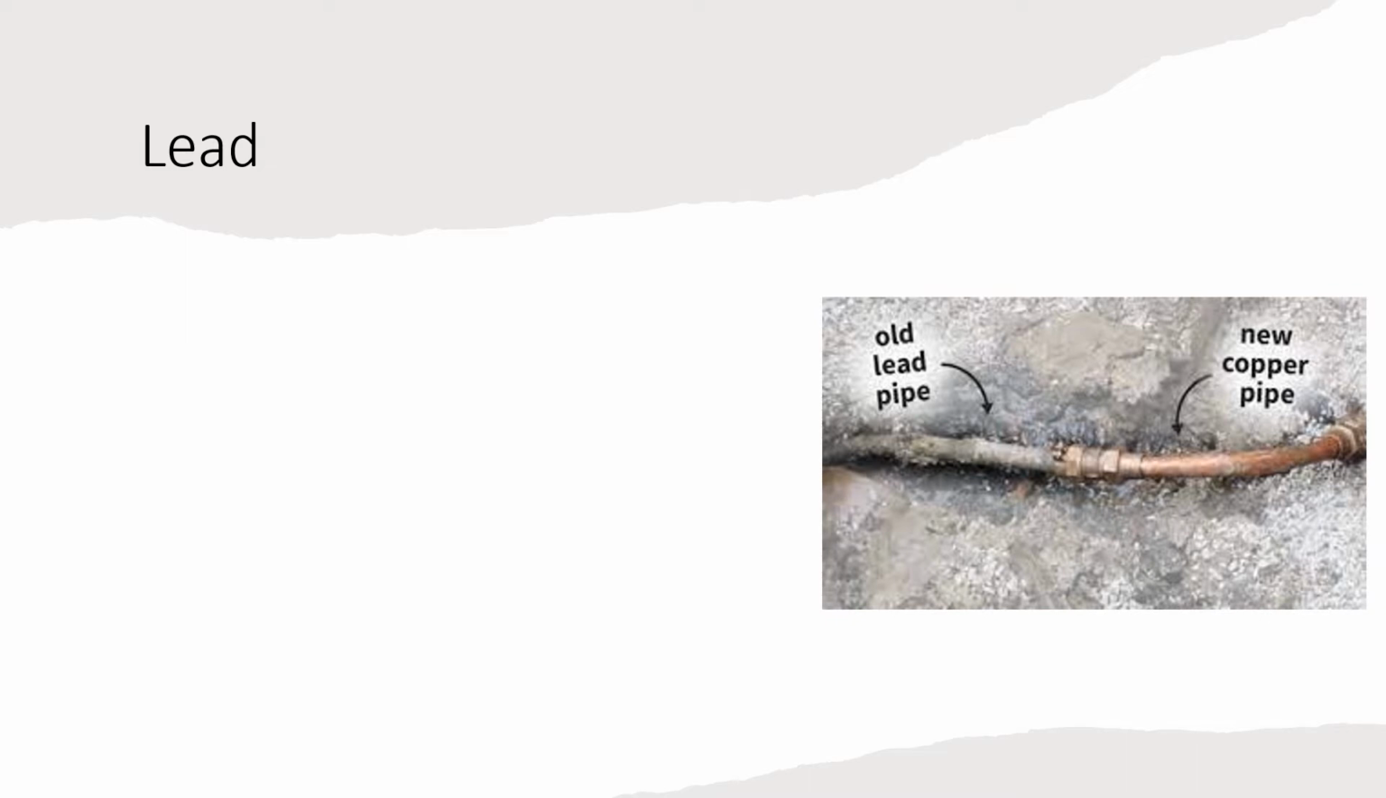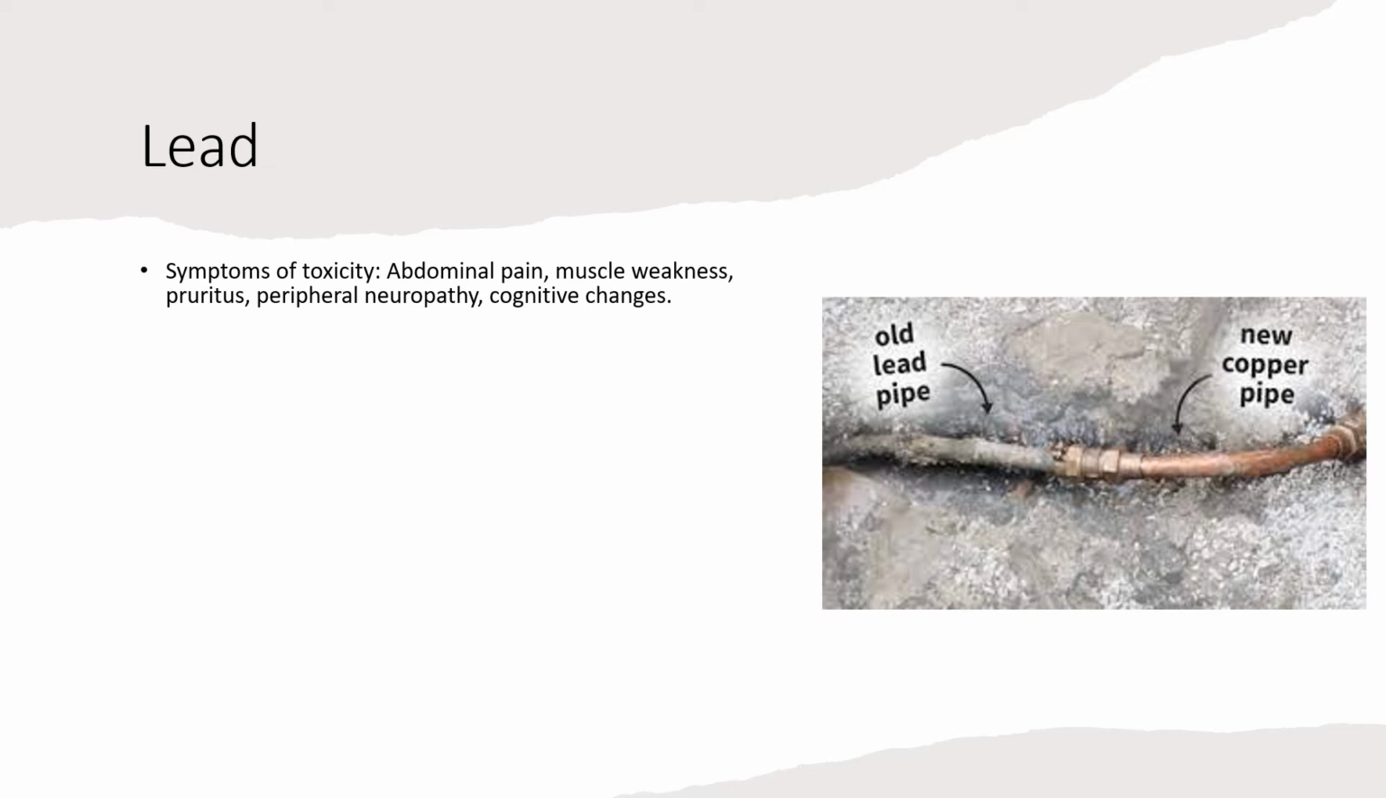All right, let's now talk about the potential for lead toxicity. So lead toxicity can present in many different ways. It can present with abdominal pain or muscle weakness, itchy skin or pruritus, numbness or tingling in the extremities. We call that peripheral neuropathy. And it can also affect your cognition, your ability to focus, pay attention in school, your ability to learn, your personality. There are a couple of potential sources of lead toxicity.